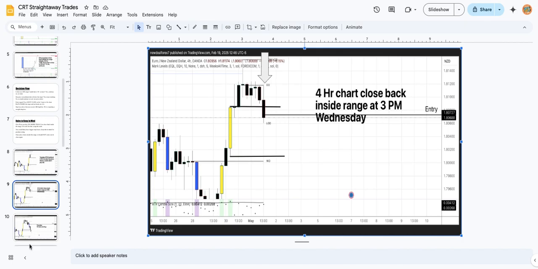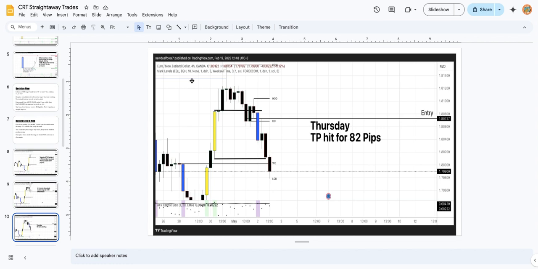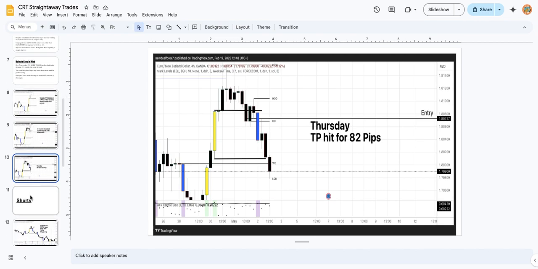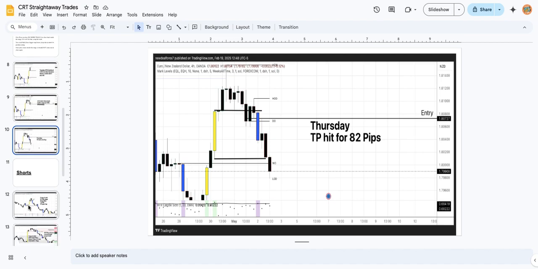All right, so we see the result there, drop down 82 pips, done deal. This is the momentum that we're looking for. Again, we're not trading up here. We only start to trade once price is back inside the range, and we try to ride that momentum down to the bottom of the range. Okay, so let's take a look at some examples here.